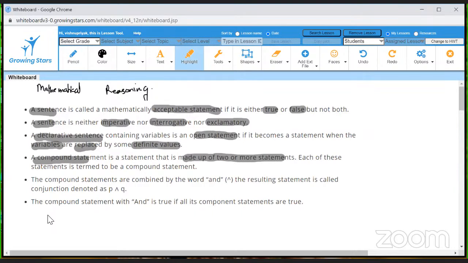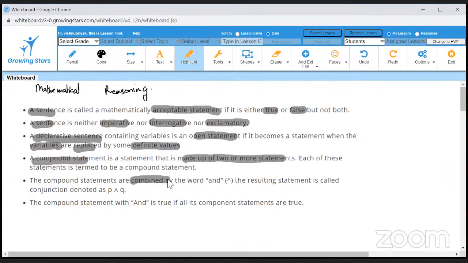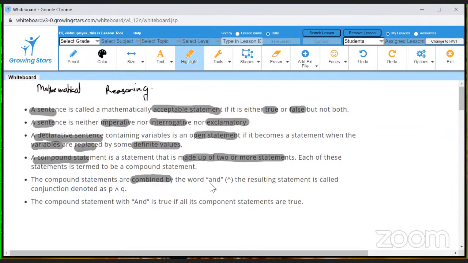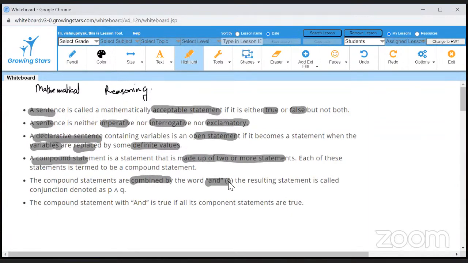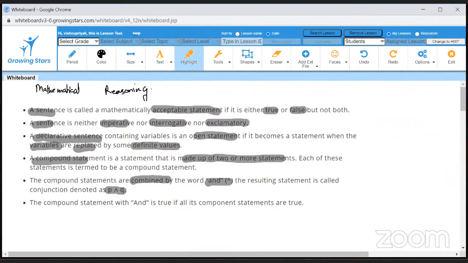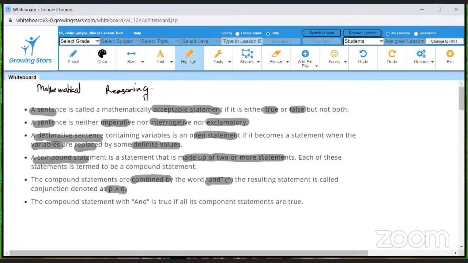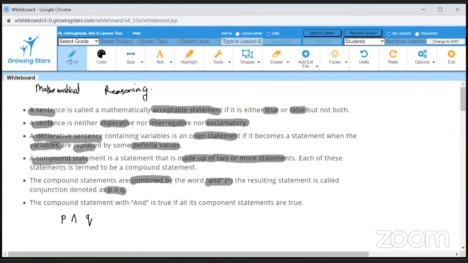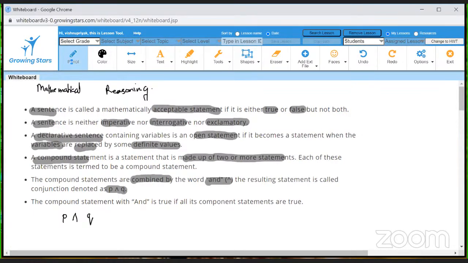When you have two or more statements, they can be connected, combined by "and". The symbol is this. And you can write P and Q. When there are two or more statements, you can combine them. First statement is P, second statement is Q. You combine them by "and". The middle is the symbol for "and".